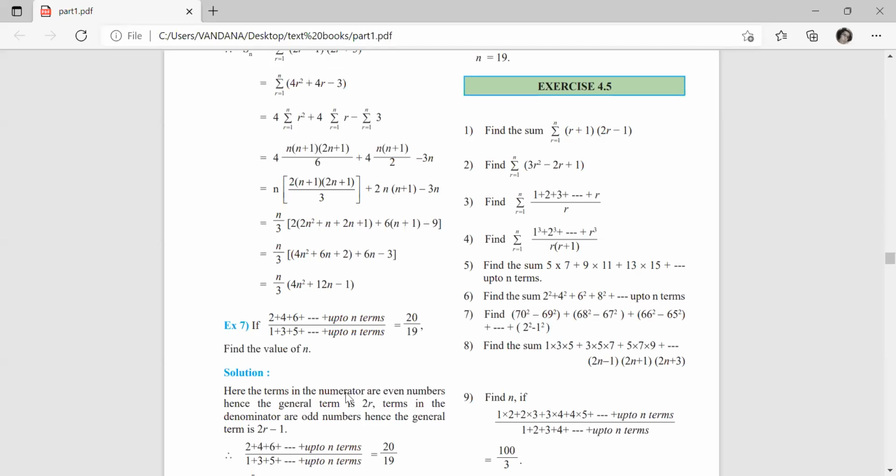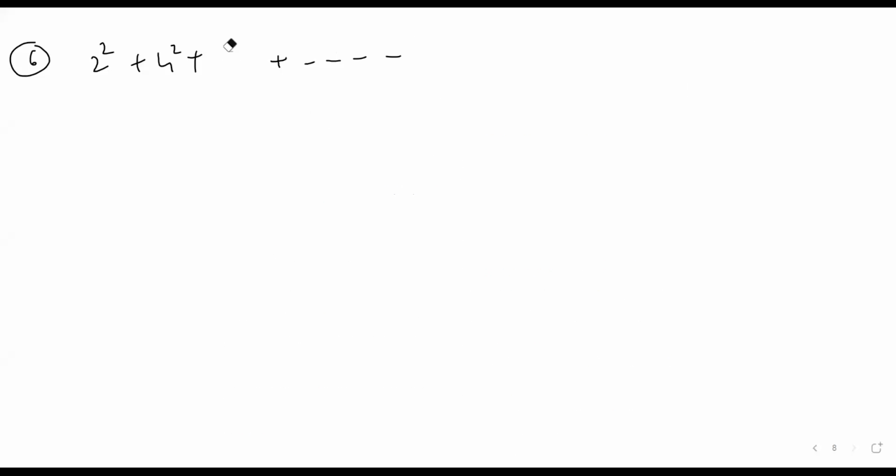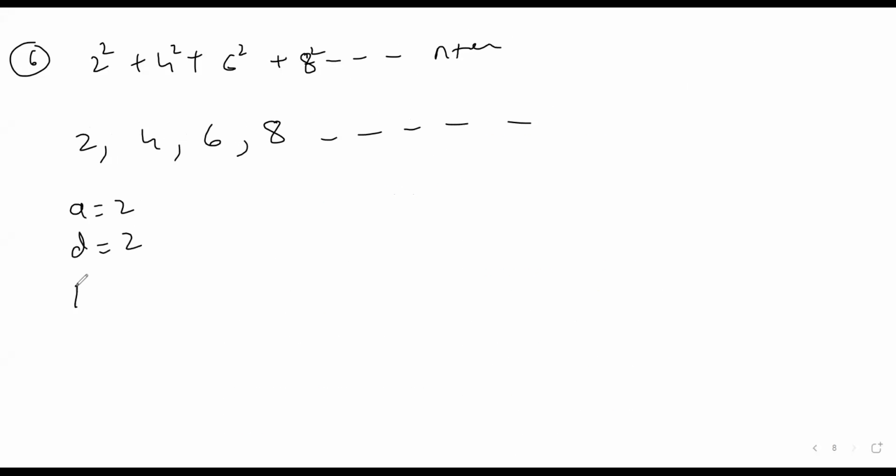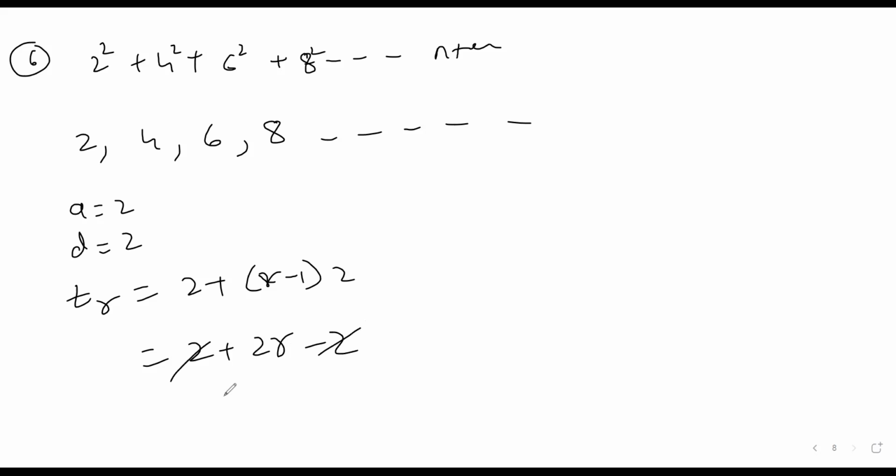Sixth sum is find the 2 square plus 4 square plus 6 square plus 8 square plus so on up to n terms. This is the sequence 2, 4, 6, 8, which is in AP, A is 2, D is 2, so the Rth term TR will be 2 plus (R minus 1) into 2, 2 plus 2R minus 2, this gets cancelled, it is 2R.